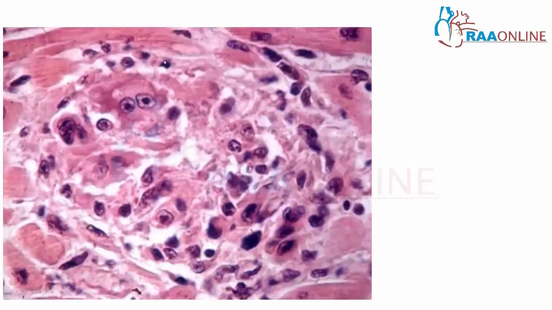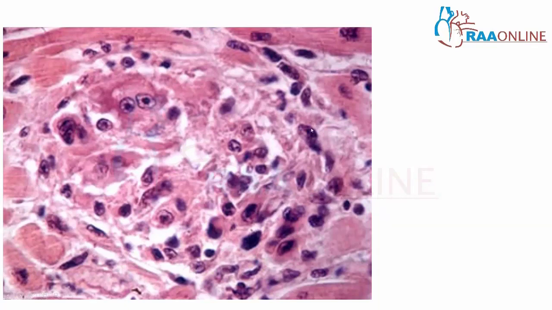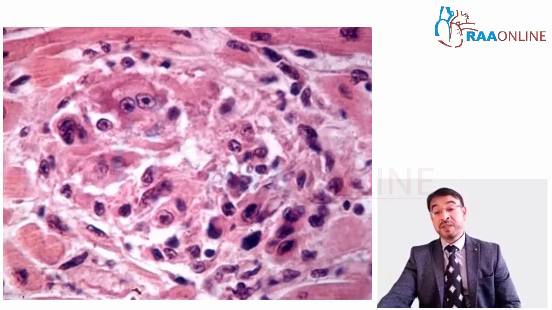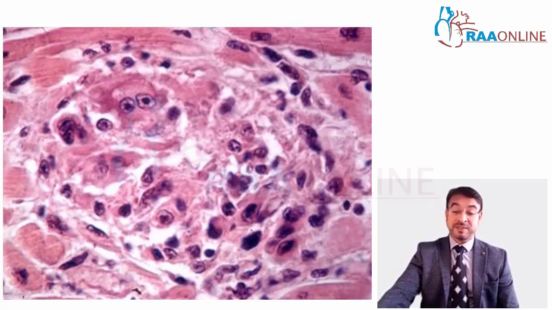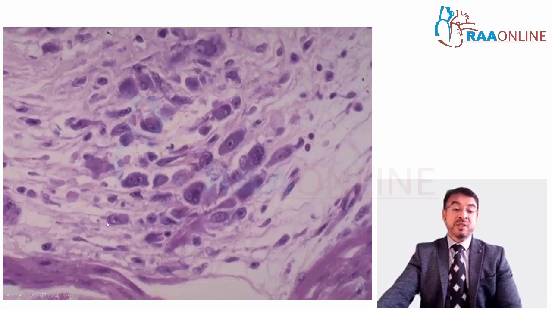A higher power view of a granuloma and Aschoff body, and these are all the Anitschkow cells. And all these are the macrophages, lymphocytes, and fibrosis all around. Both Aschoff body and Anitschkow cells are commonly asked questions in the examinations. Another picture to help you understand an Aschoff body and Anitschkow cells.